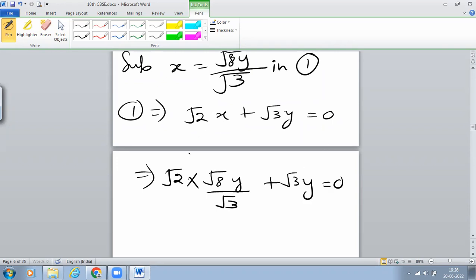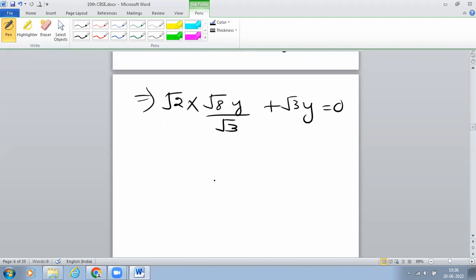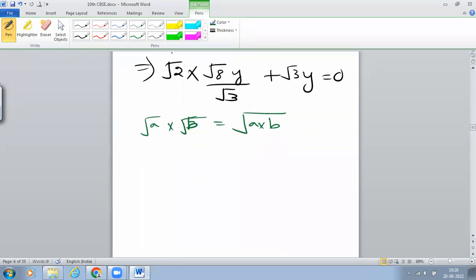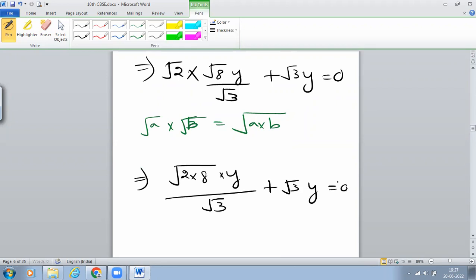Now see here, this root 2 into root 8. What is root 8 into root 8? We have a property, I'll write the property here, that is law of exponents, right? Root a into root b can be expressed as square root of a into b. So using this law of exponents, root 2 into root 8 is root of 2 into 8, into y divided by root 3 plus root 3 into y, which is equal to 0.